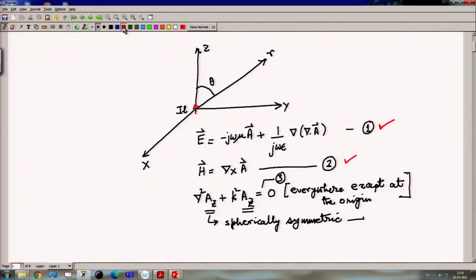Now, in order to find the electric field components, we need to look again at equation number 1, and for calculating the radiated electric field, we need to calculate divergence of A and grad of divergence of A for the spherical wave. So, let us do that.